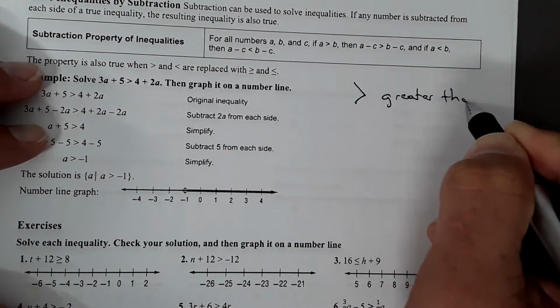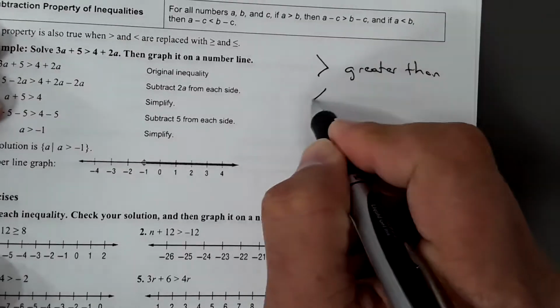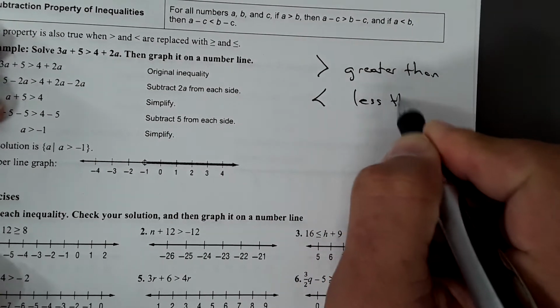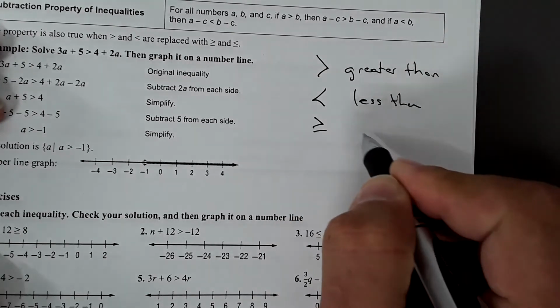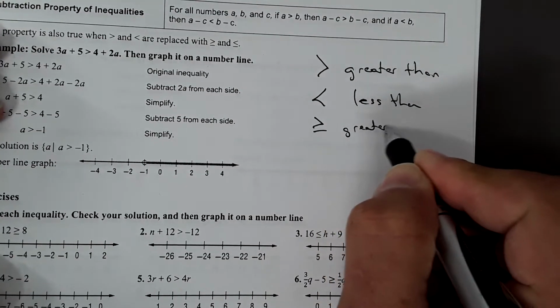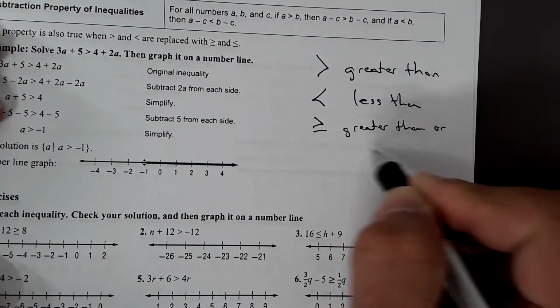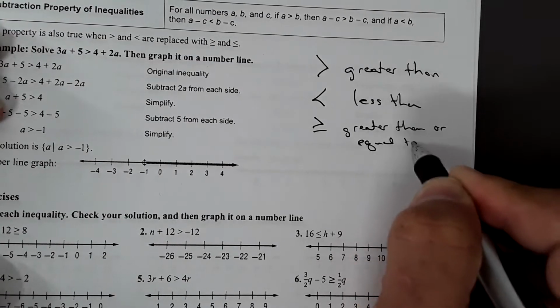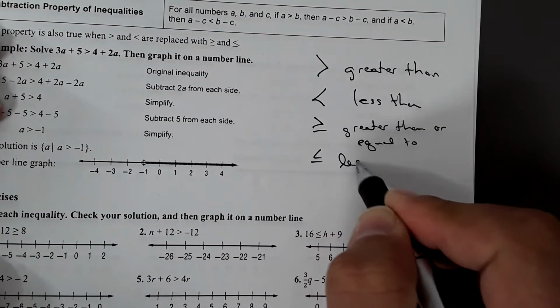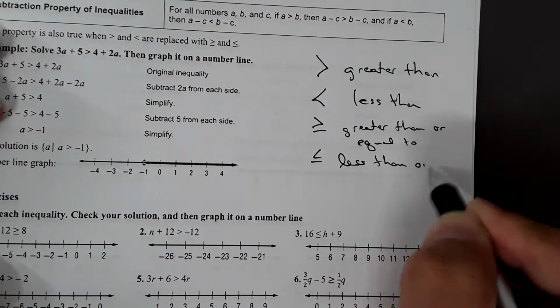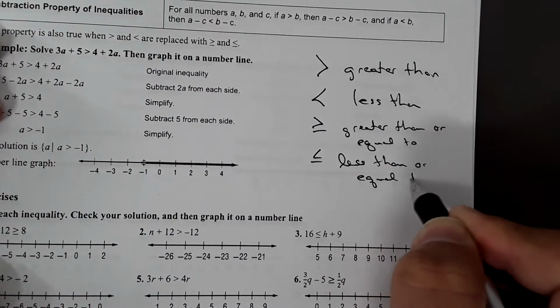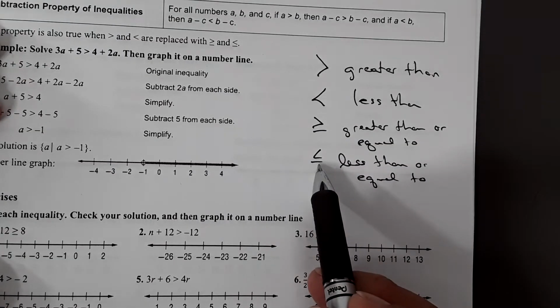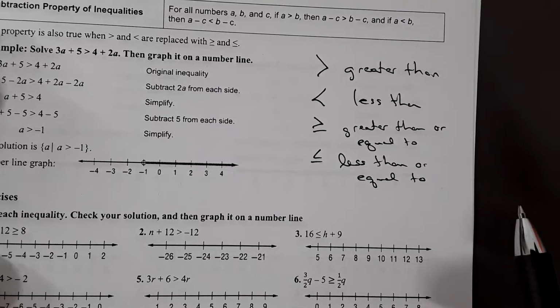That one is greater than. This one is less than. This one is greater than or equal to, and this is less than or equal to. If you notice, those last two have the half of an equal bar. That's where the equal comes into play.